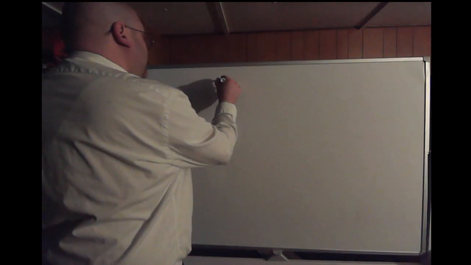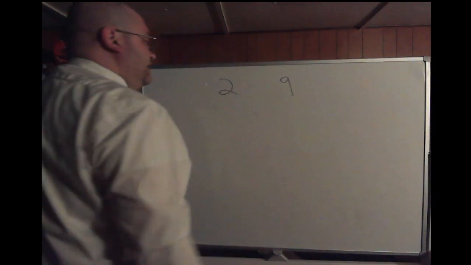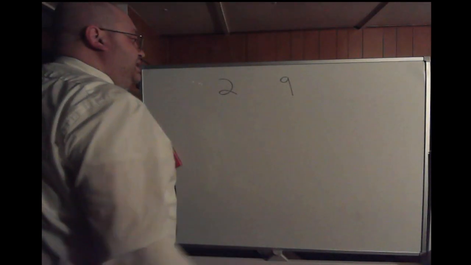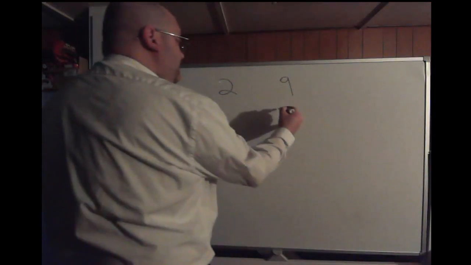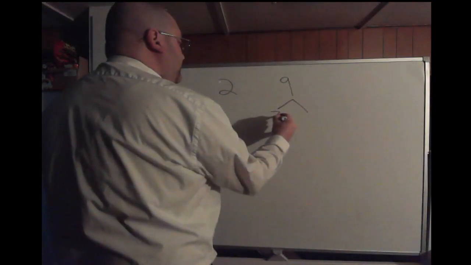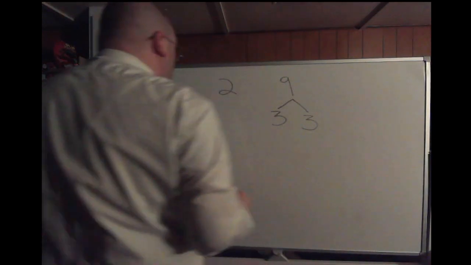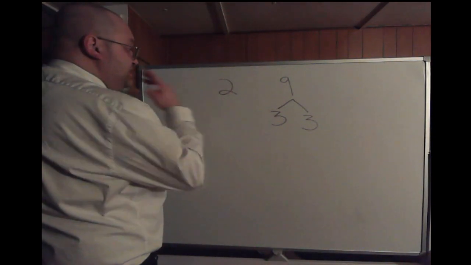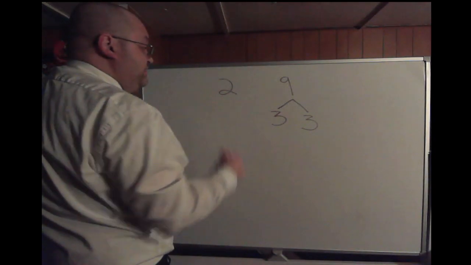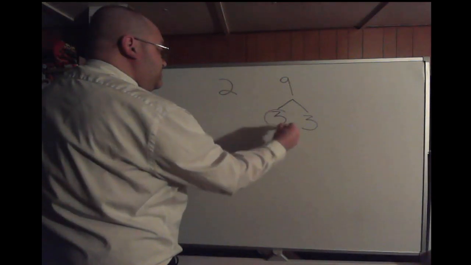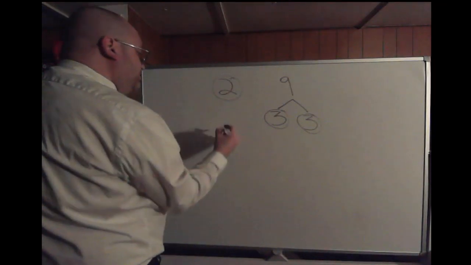Alright, let's see. We have 2 and we have 9. Find the least common multiple of 2 and 9. Well, 2 doesn't factor any further. It's already prime factored, but 9 will factor down into 3 and 3. Well, in this case, neither of these two have common factors. If neither of them have common factors, you're just going to circle all the factors. You'll circle both 3's and you'll circle a 2.